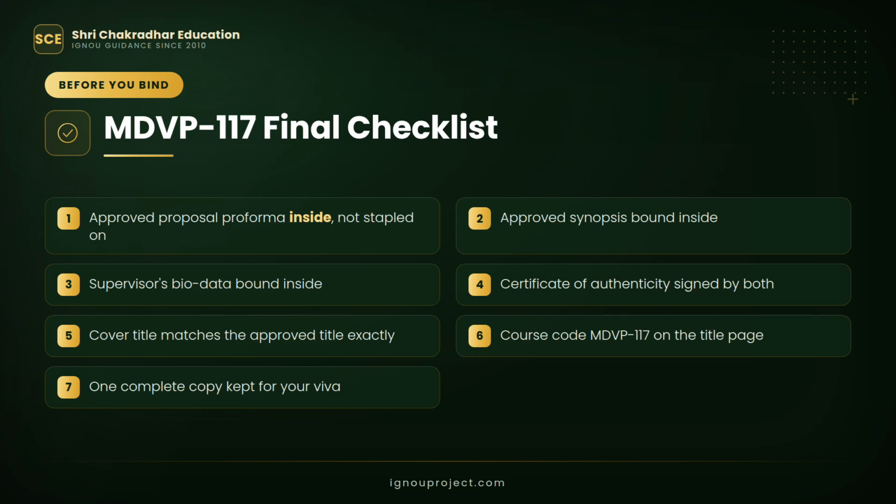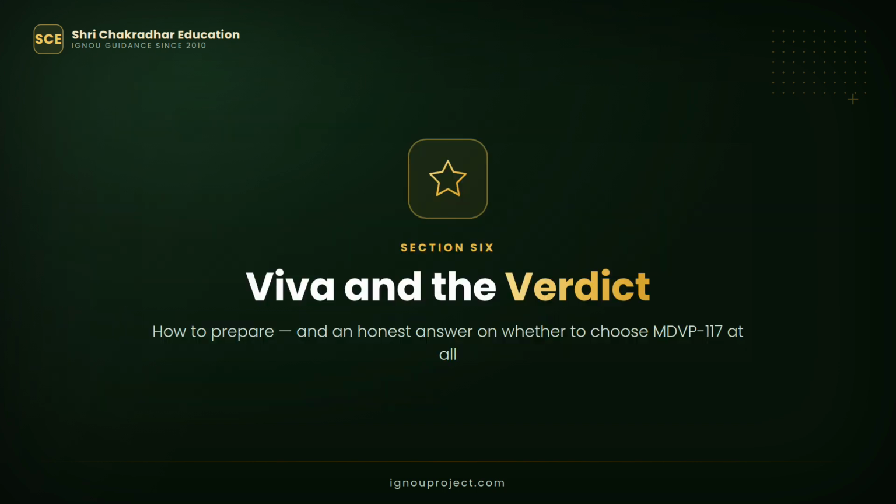The course code MDVP-117 is on the title page. And you have kept one complete copy for yourself for the Viva. Section 6. The Viva, and whether you should choose this project at all.